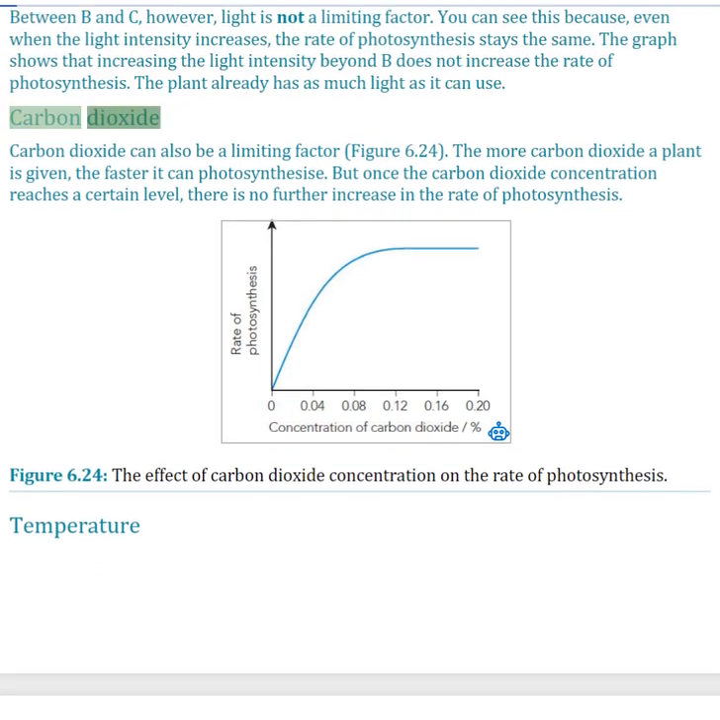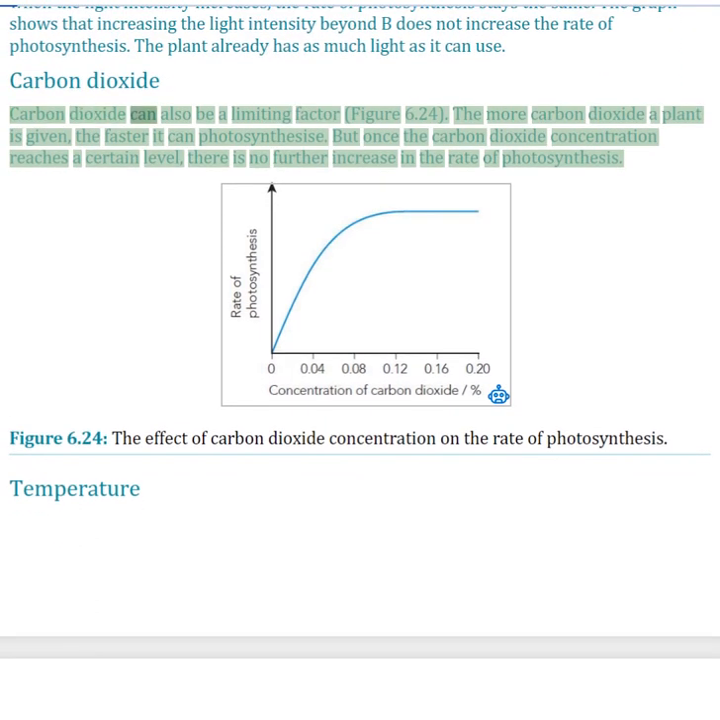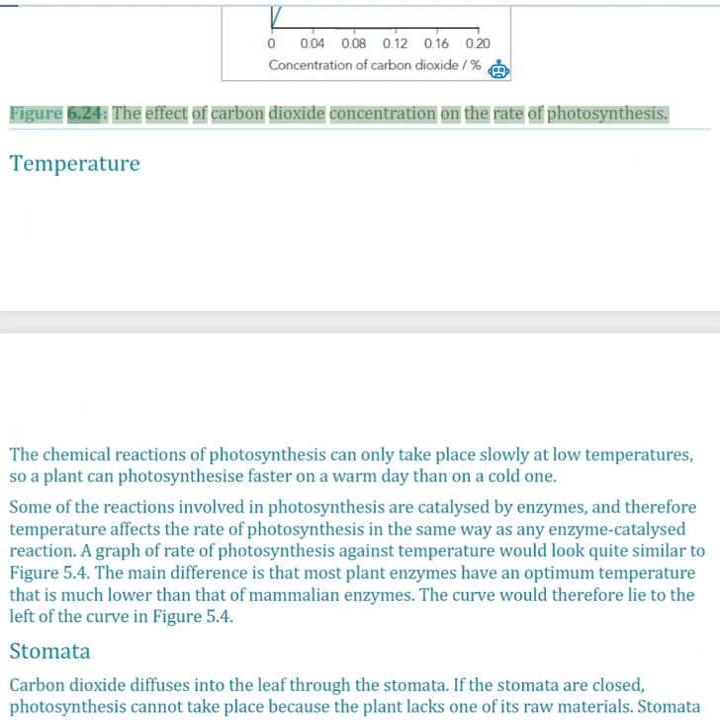Carbon dioxide. Carbon dioxide can also be a limiting factor. The more carbon dioxide a plant is given, the faster it can photosynthesize. But once the carbon dioxide concentration reaches a certain level, there is no further increase in the rate of photosynthesis. Figure 6.24, the effect of carbon dioxide concentration on the rate of photosynthesis.